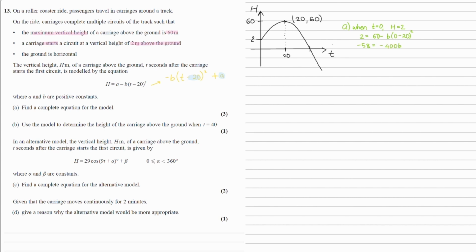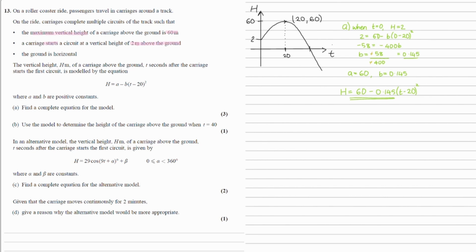In order to find b, we would therefore do −58 divided by −400. The negative signs would cancel out, and if we work this out in the calculator, this would give us a value of b being equal to 0.145. a would be equal to 60 because that is the maximum height, and we've now found b as 0.145. So to write this model as a complete equation, we can write it as h = 60 − 0.145(t − 20)².